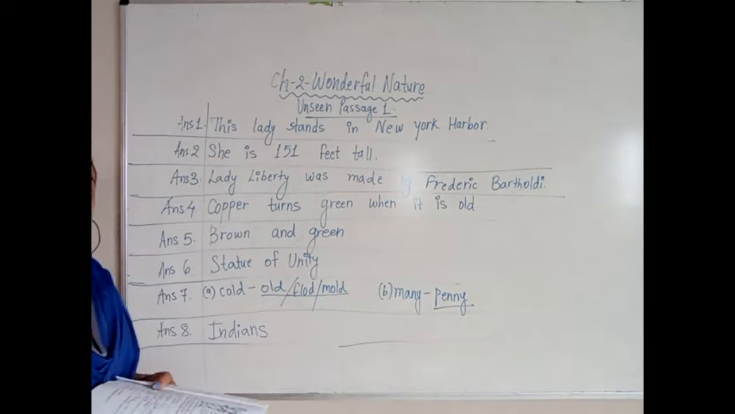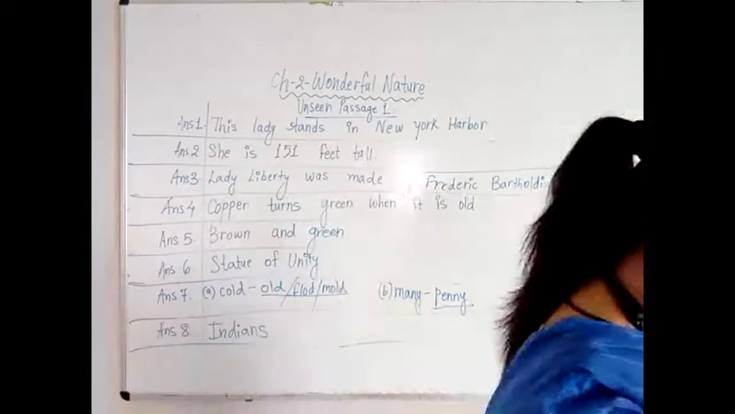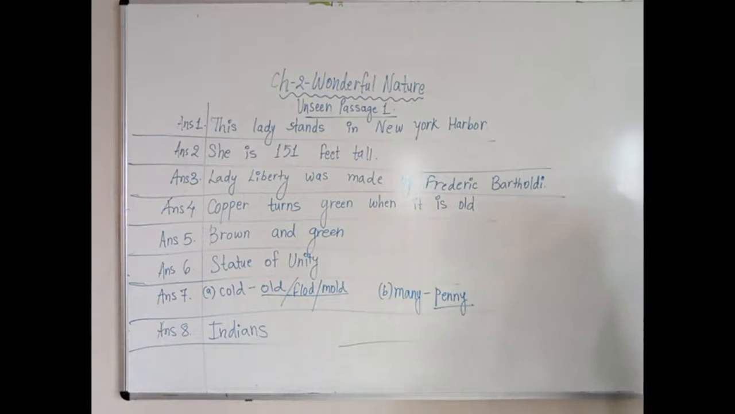Ninth one is: circle the nouns in the passage. Come on everyone, circle the nouns. What are the nouns? First is lady, circle lady. First let us circle, then you can write it down. Please circle lady, then New York Harbor, skyscraper, America, France, Lady Liberty, Frederick Bartholdi, penny, Statue of Liberty. And now you can start writing.